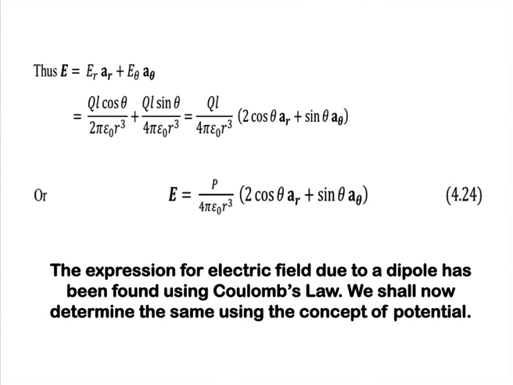So, we have found the expression for electric field at a point due to a dipole using Coulomb's law. As we can see, it is a very tedious process. Now, we shall derive the same expression using the concept of potential.